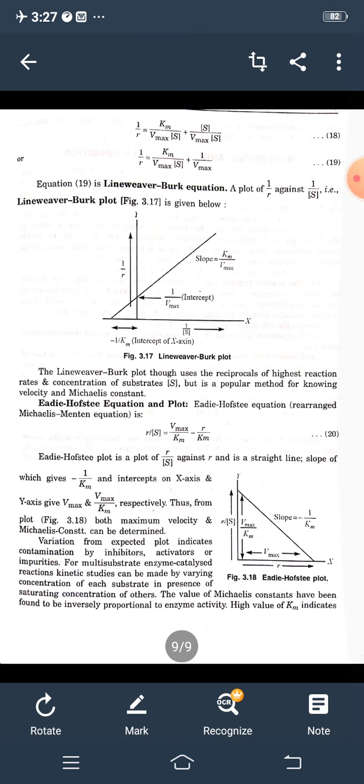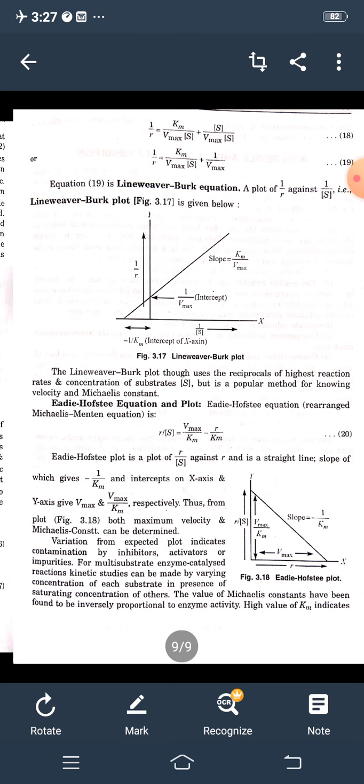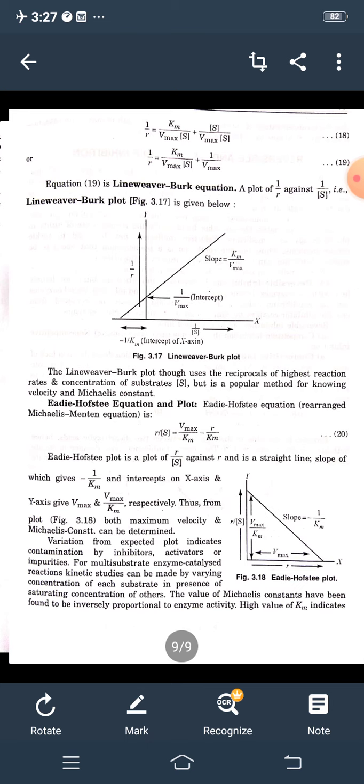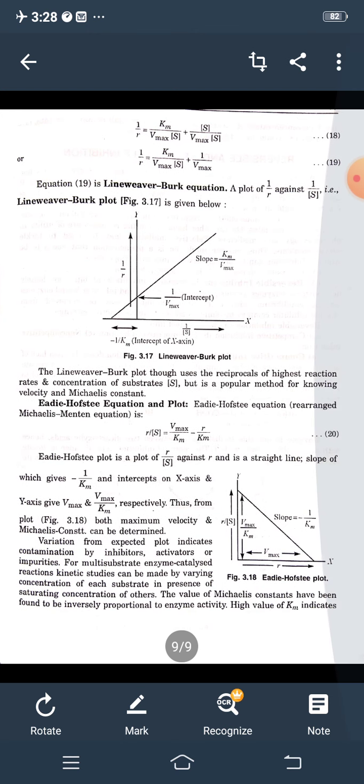So today we have discussed the major topic, kinetics of enzymes. Today we discussed only this, and in the next e-content we will discuss reversible and irreversible inhibitions. Thank you all of you.